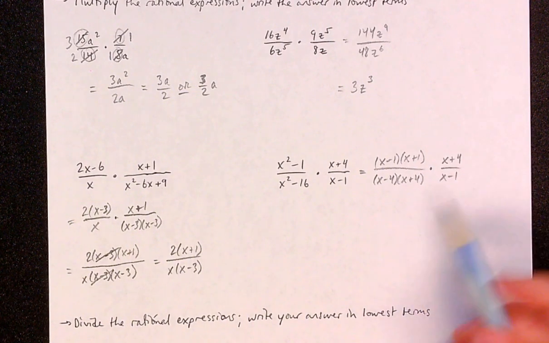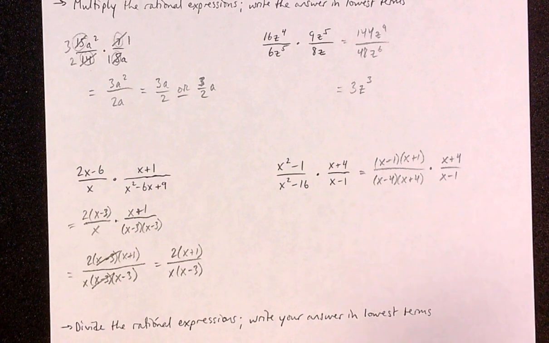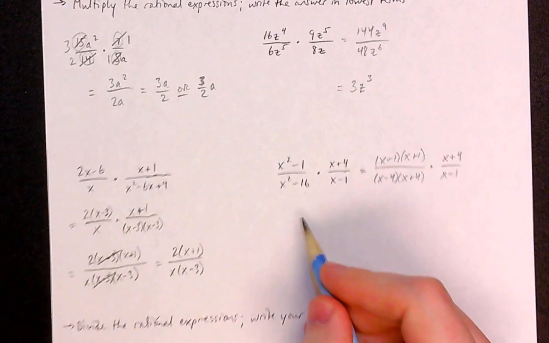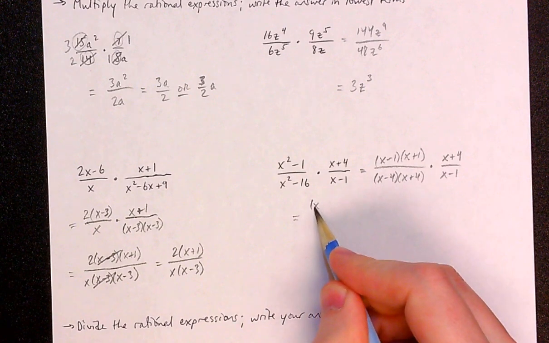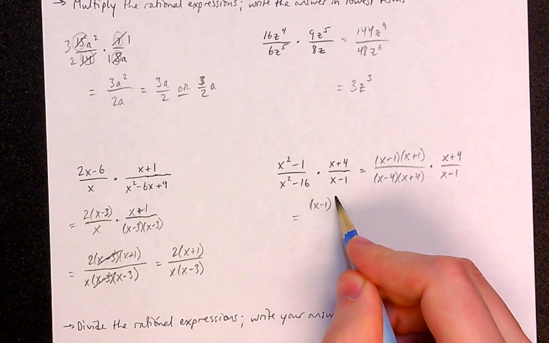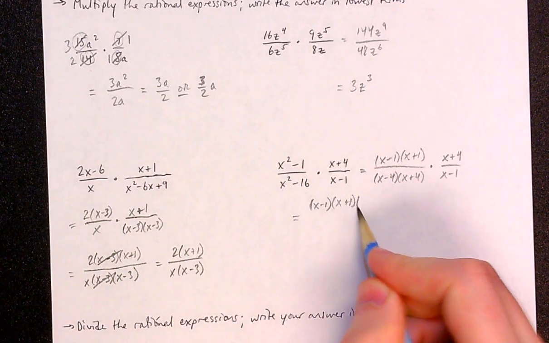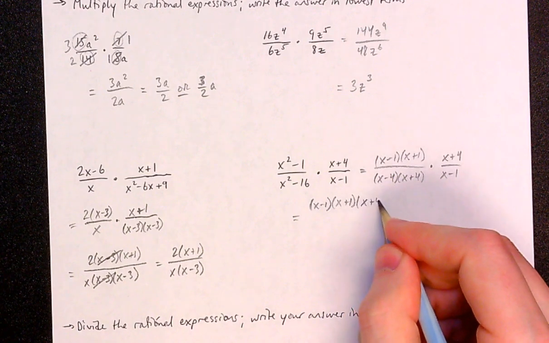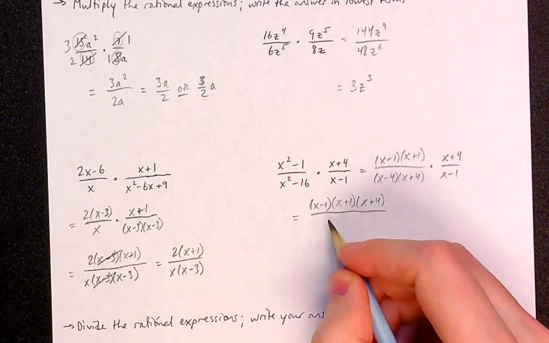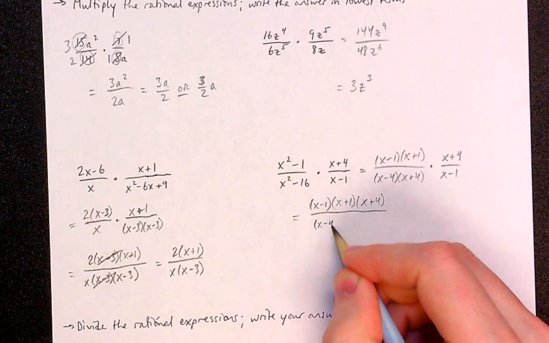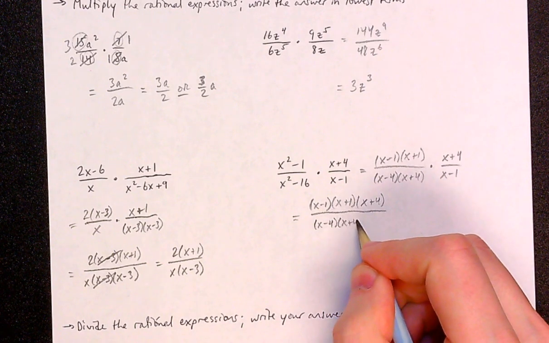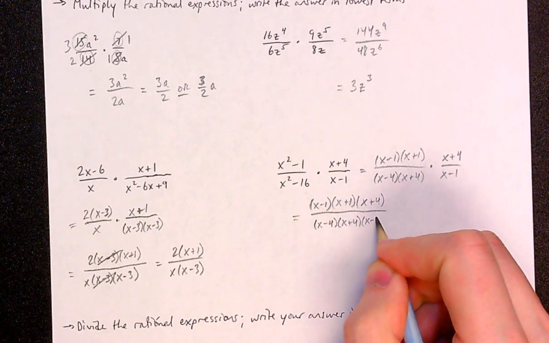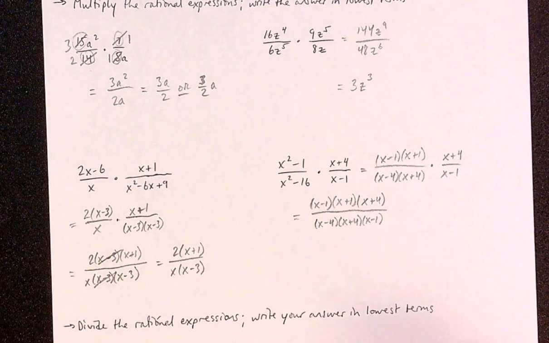So now we can multiply these things, and we can cancel out and divide out any common factors. X minus 1, x plus 1, x plus 4, x minus 4, x plus 4, x minus 1.